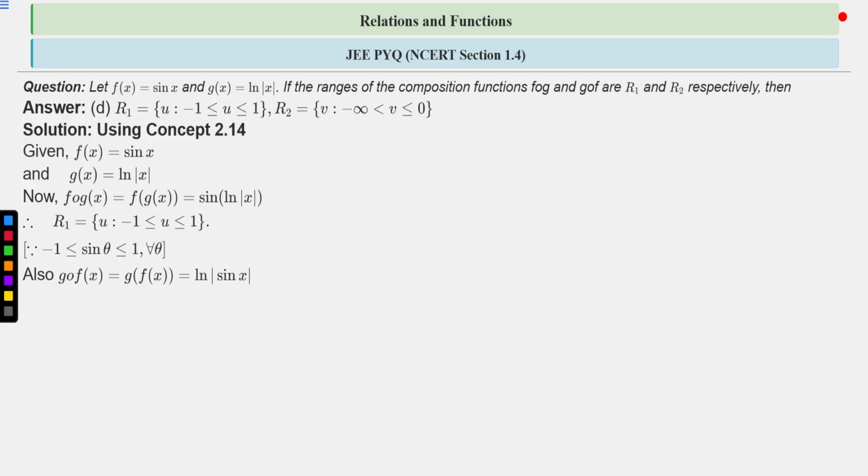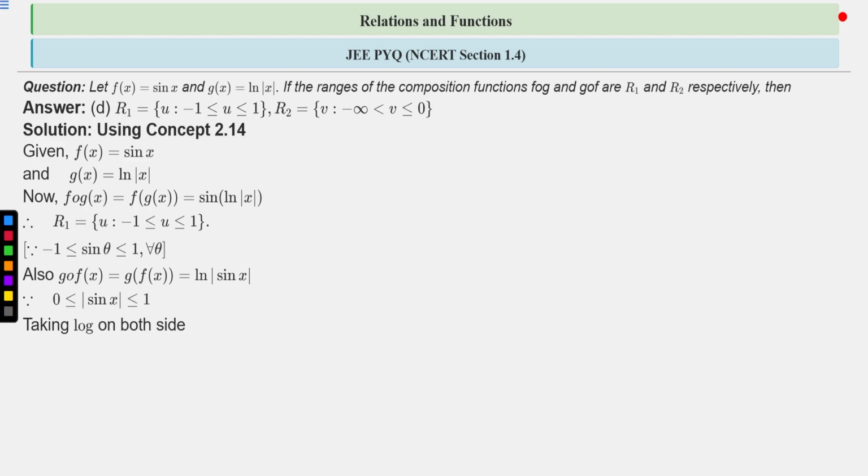Let us check for g of f(x). So g of f(x), which we will get as ln mod sin x. See, mod sin x will always lie between 0 and 1, right? Mod sin x will always lie between 0 and 1.